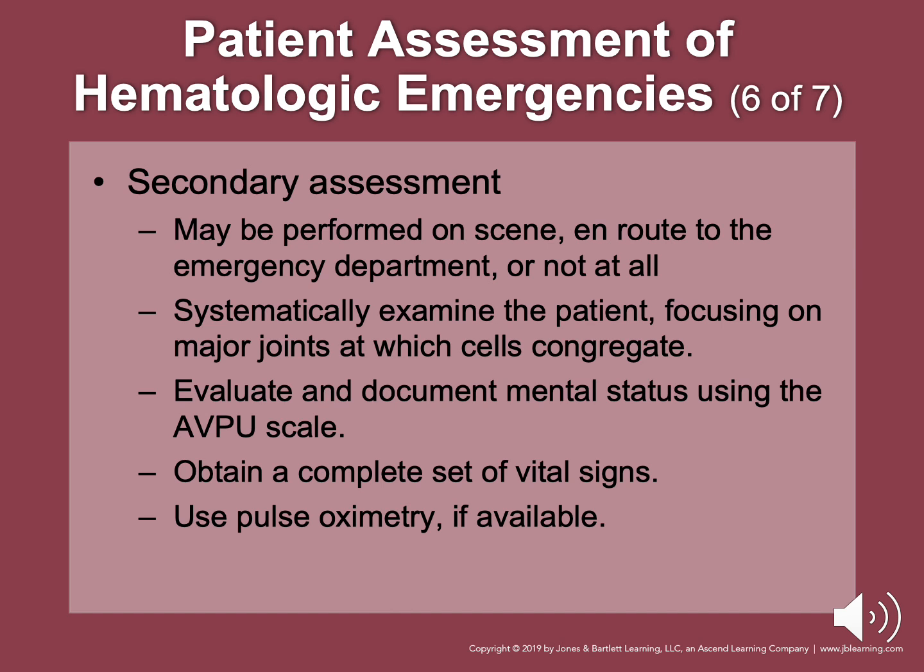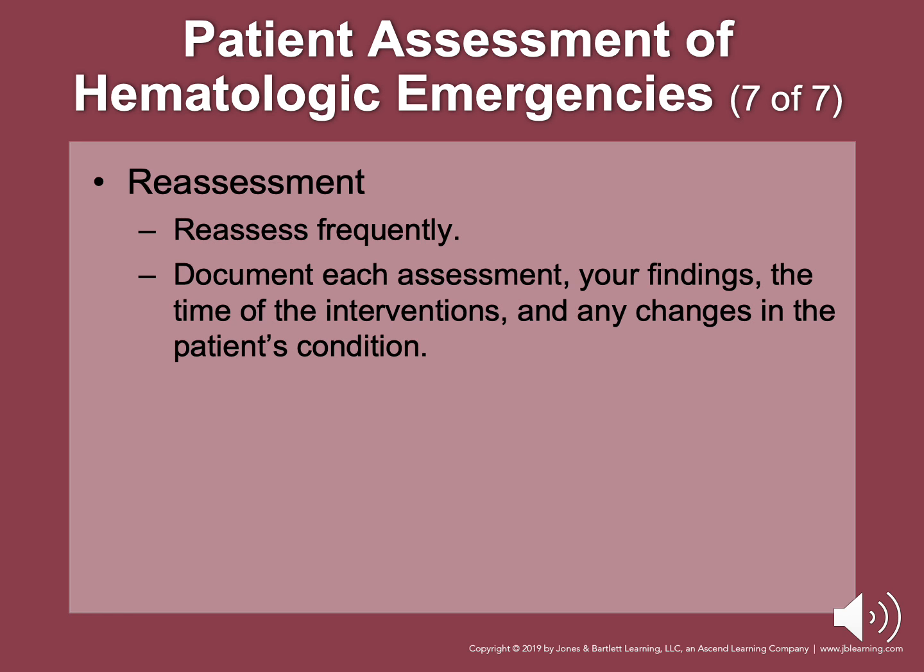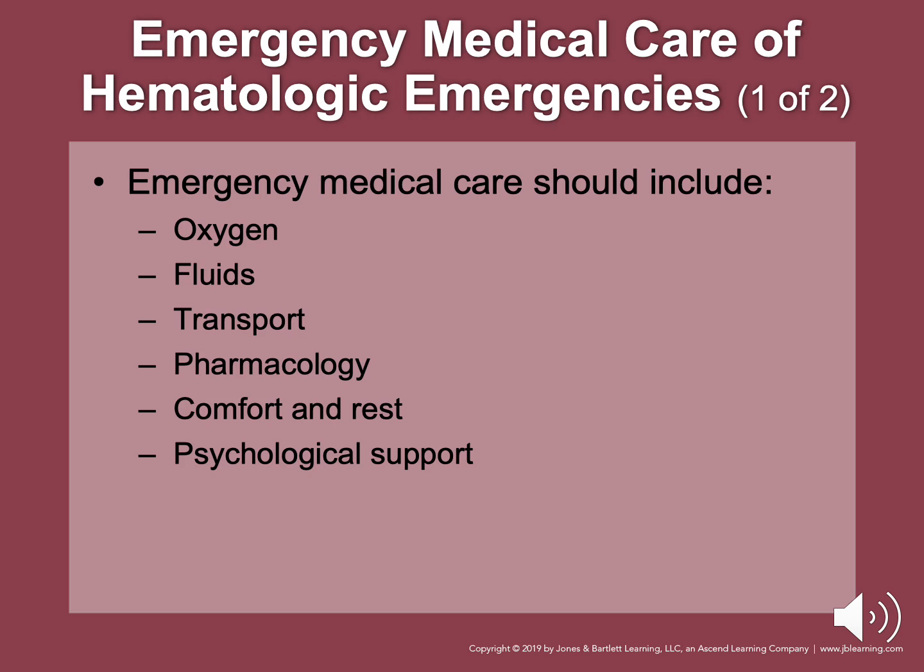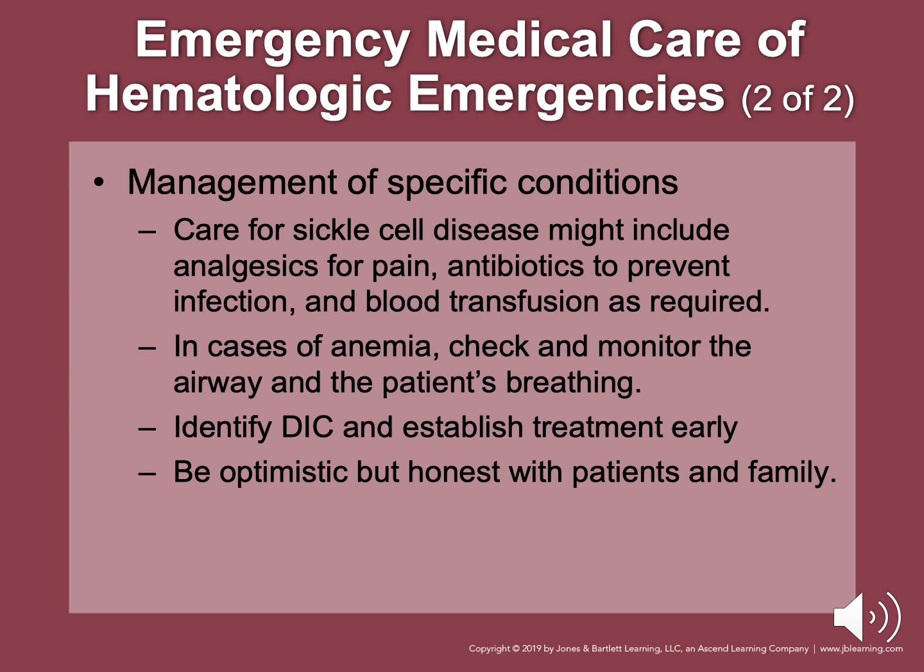Consider O2 and fluids, initiate IV replacement if needed, provide pain management if necessary, and place the patient in a position of comfort. You may need to use analgesics for these patients, antibiotics to prevent infection, and blood transfusion as required. In the case of anemia, monitor the airway and the patient's breathing. For patients reporting chest pain, call early for paramedic backup. Identify DIC and establish treatment early, and be optimistic but honest with the patients and their family. That's the end of this chapter.